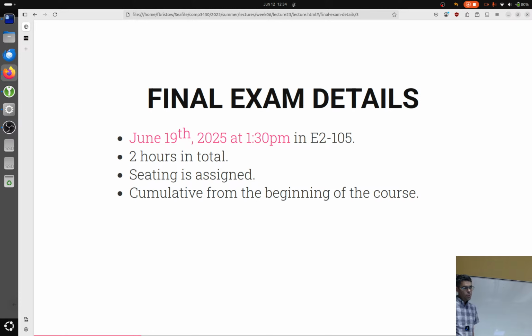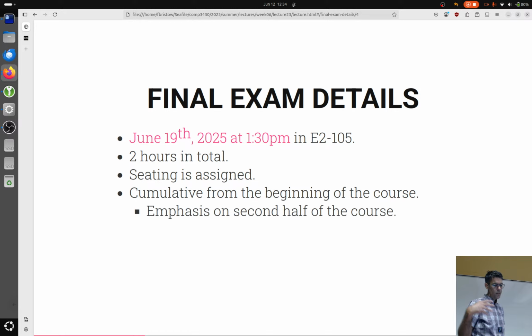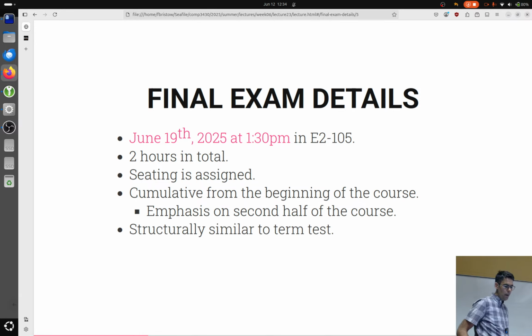The material that you can expect to be on the exam is going to be cumulative from the beginning of the course. So this is a final comprehensive exam. So there's going to be stuff from earlier in the course that you can expect to show up on this final exam, in addition to the material that we have after the term test. However, the emphasis will be on stuff after the term test. You have not yet been assessed on stuff after the term test, so that's where most of the points are going to be allocated for the final exam.